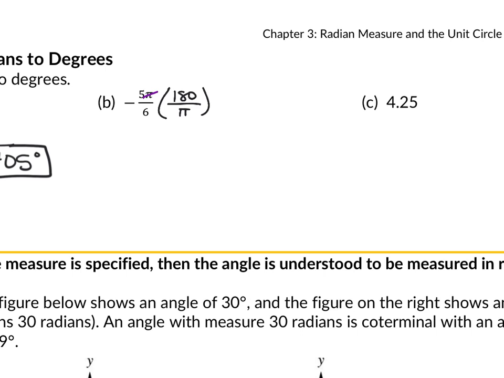I remember I want this to happen because I want the pi's to cancel out. This will end up being negative 5 times 180 over 6. Now, my brain notices that 180 and 6 are divisible by each other, so this is actually going to end up being negative 5 times 30, because 180 divided by 6 is 30, which means this is negative 150 degrees.